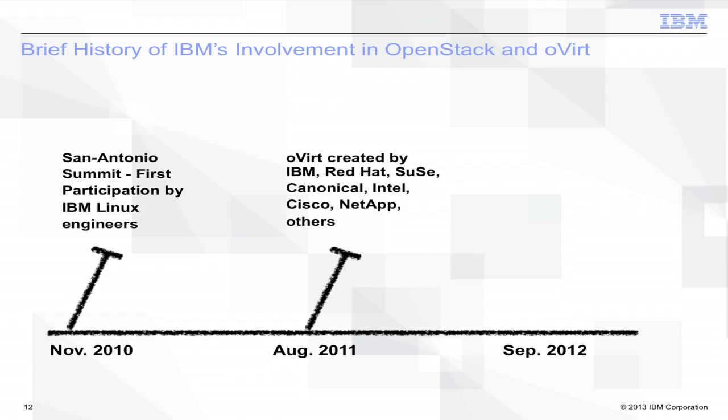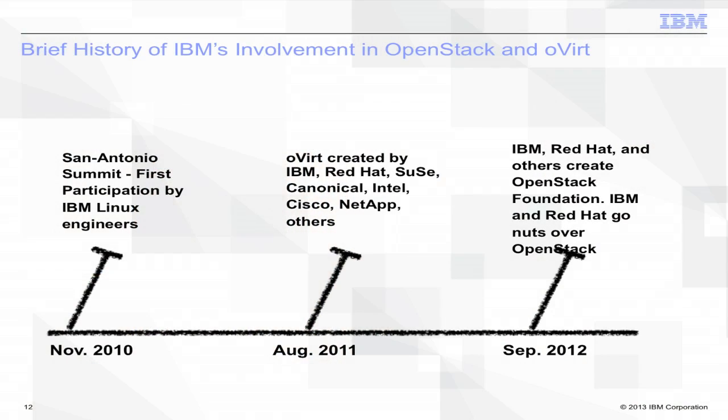So it's not something that we could just walk away from once we got this started. And Red Hat, of course, has a business unit around this community, around the upstream community and the downstream product support model and everything. And then in 2012, IBM, Red Hat, and many companies formed the OpenStack Foundation. And we at IBM and also at Red Hat just literally went nuts over OpenStack.